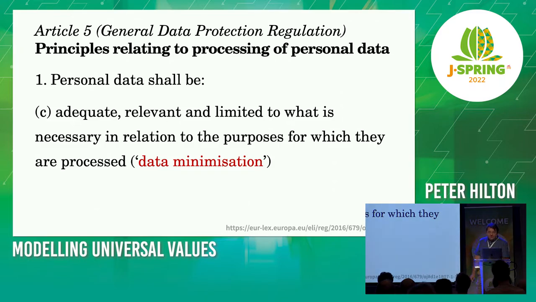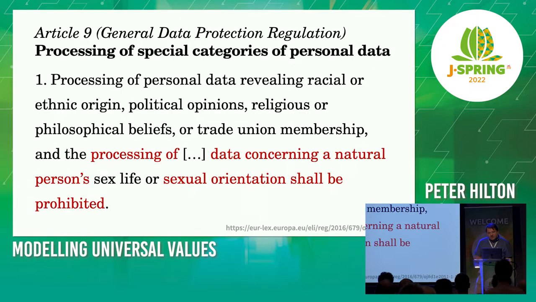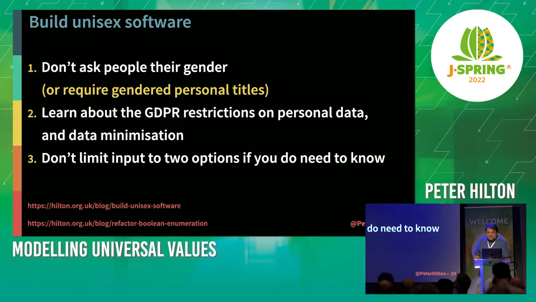It gets worse. I've got a fun special case for you. Personal data violation is pretty bad in terms of GDPR non-compliance, but GDPR has, in Article 9, a special section on special categories of personal data where you can achieve a whole new level of non-compliance. One of those is accidentally inferring somebody's sexual orientation by asking not only for their gender, but their partner's gender, or at least the other adults who live at the same address. Definitely don't do that. So TLDR, build unisex software.